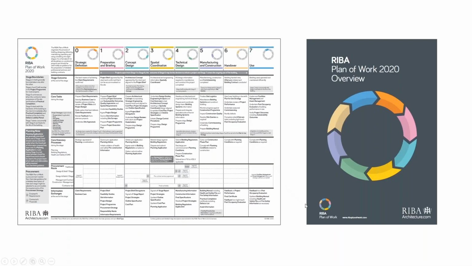So I think when people on the call know about the RIBA Plan of Work, it's a free download from architecture.com. And that's the famous layout of the plan with the different stages and the taskbars. But accompanying the Plan of Work is a free download, about 150 pages worth of really well laid out guidance notes as well. The RIBA Plan of Work 2020 Overview, of which Dale's the lead author.